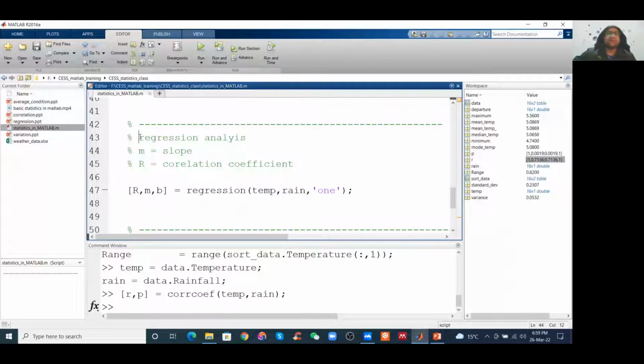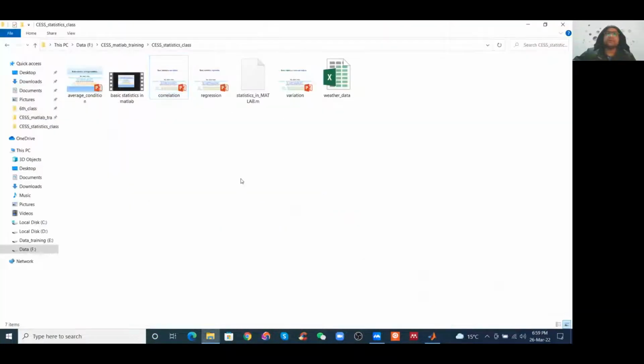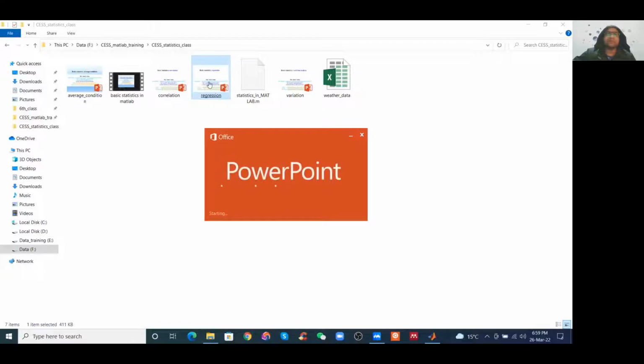Anyway, now we want to know the regression. Okay, so let's try to learn the regression. What does regression mean?